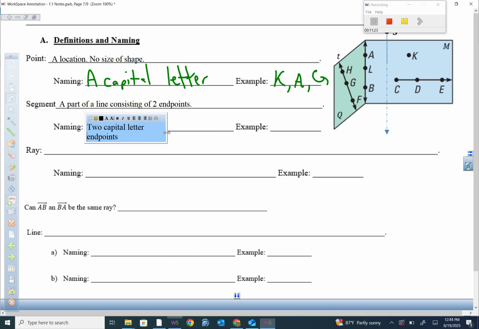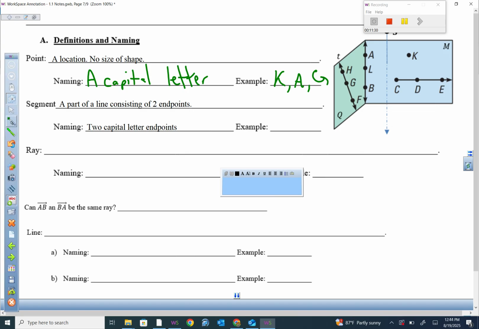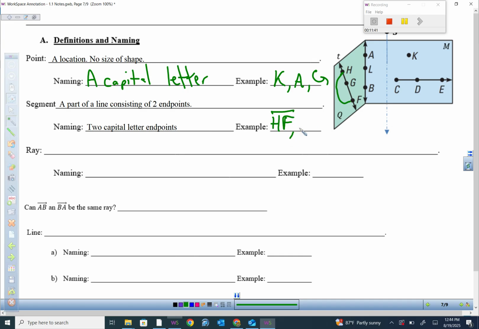Okay. So an example, if we're just talking from here to here, your segment would be HF, but do not forget to put the line over top. You are wrong if you do not. An example also would be CD, C to D, okay?